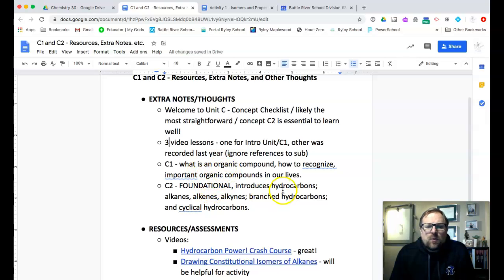C1 I'm going to cover in this video, which is how to recognize organic compounds, what's important about them, and ones that are important in your daily lives. And then C2 is very foundational. We're going to introduce what hydrocarbons are, and we're going to jump into talking about alkanes first, how we deal with branched hydrocarbons and cyclical hydrocarbons, and then we'll jump into alkenes and alkynes after that.